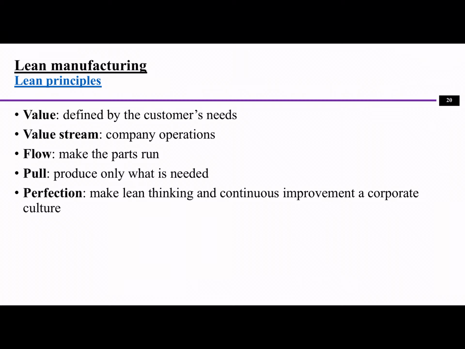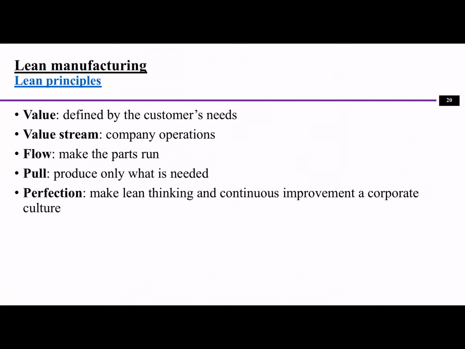Okay, so that's why you only want to make what is needed, right? Based on the orders from the customers. So that's a pull system instead of a push system, right? If you got materials and you produce based on how much material you have, that's the push system. But a pull system only produces what is needed. Well, the last one is perfection. So perfection means making lean thinking and continuous improvement a corporate culture. Right?